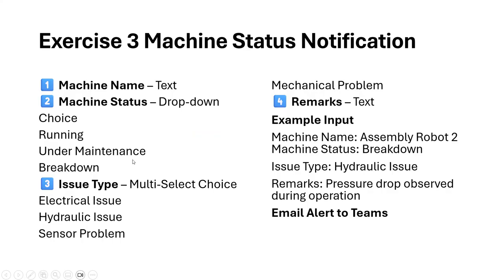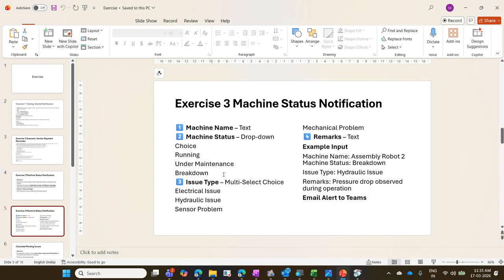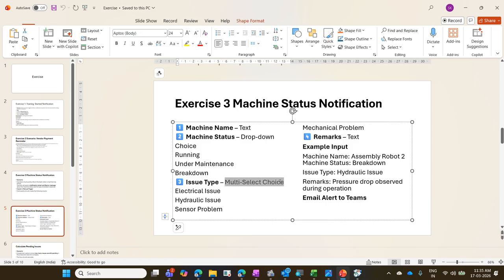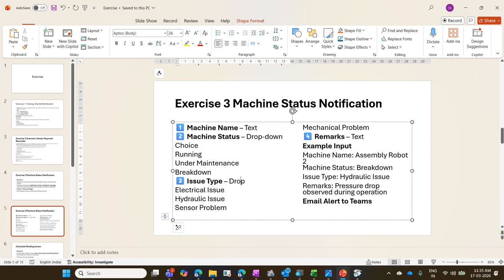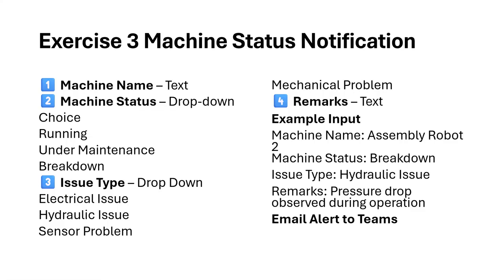Send a mail. Based on this, we'll see the other part. If it is a hydraulic issue, I want to send a mail to someone else. If it is running, I want to send a mail to someone else. I want you to create a flow here. Maybe I want to create 2 inputs, 3 inputs, sorry. First input is machine name. Second input is a drop down where you can choose running, under maintenance or a breakdown.